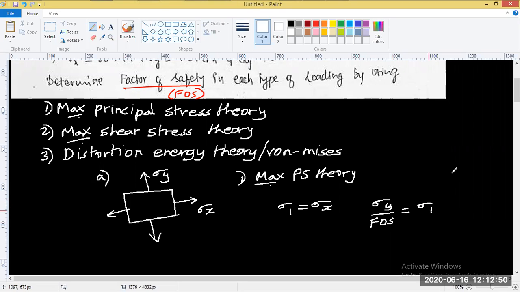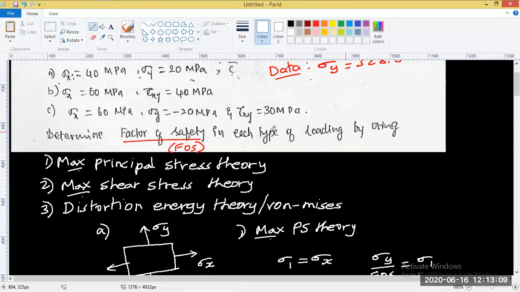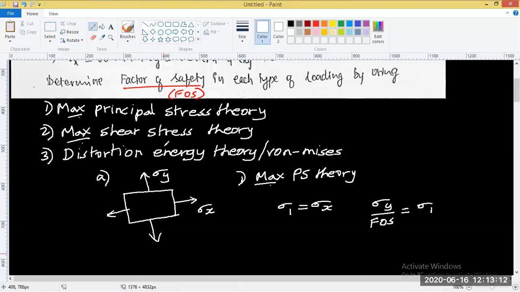In this case, you won't get the entire formula. Why? Because you don't have a shear component over here. So it's only a biaxial case without shear. So therefore, equate this directly to sigma 1. Okay, so let's solve this. So if we solve this, you get sigma y, that is yield. So here you might get a little bit confused.